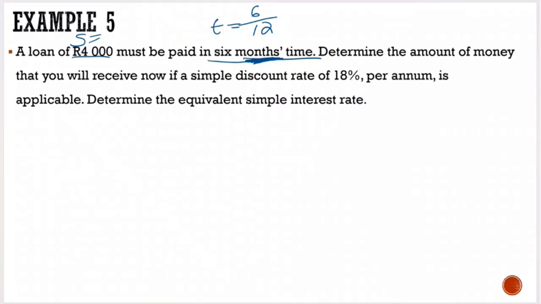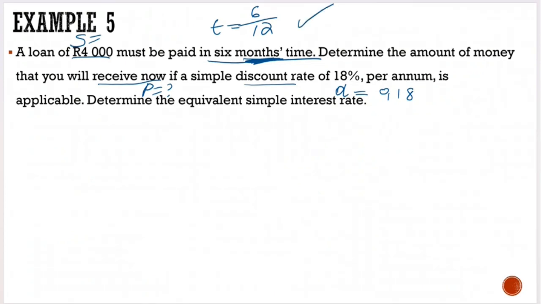Okay? Determine the amount you will receive now. That means we are looking for the present value, the amount you will receive now. If it's the simple discount, that means your little d is equal to 0.18. Can you see your discount rate? It is quoted per annum, so you don't need to change anything. You've already taken care of this one.